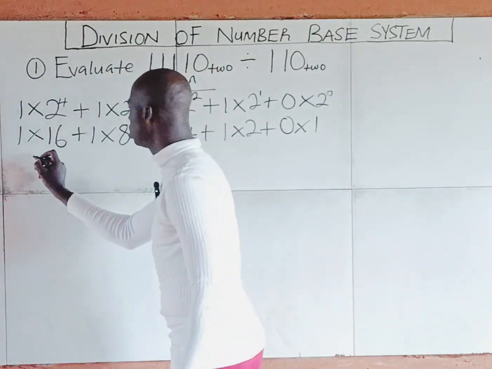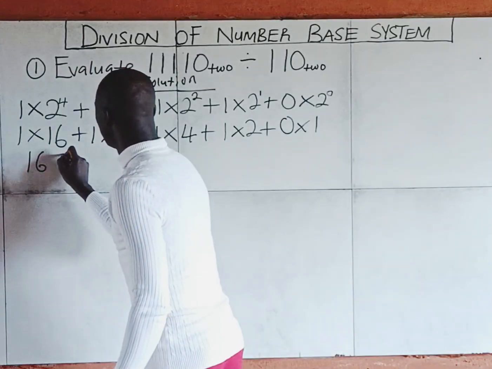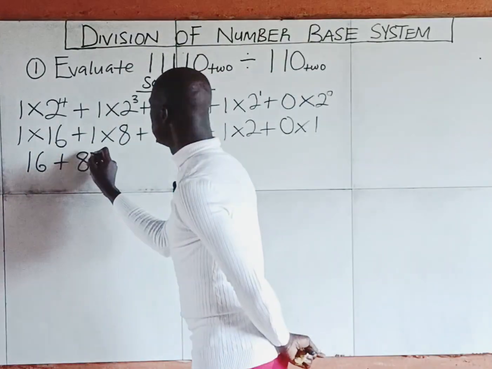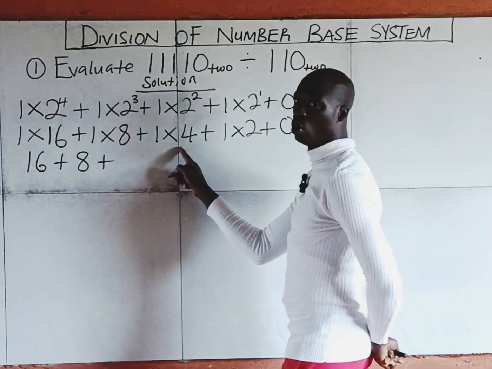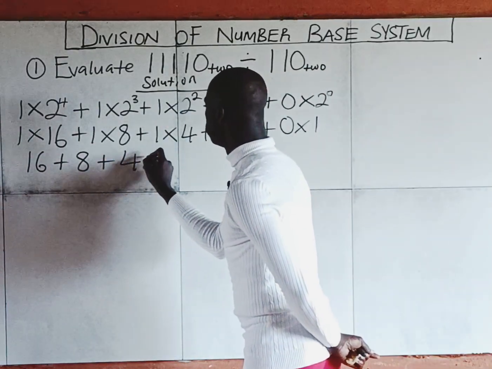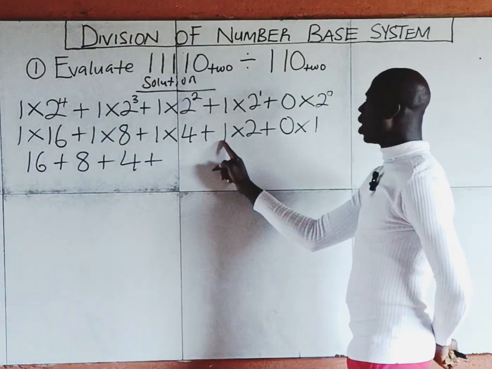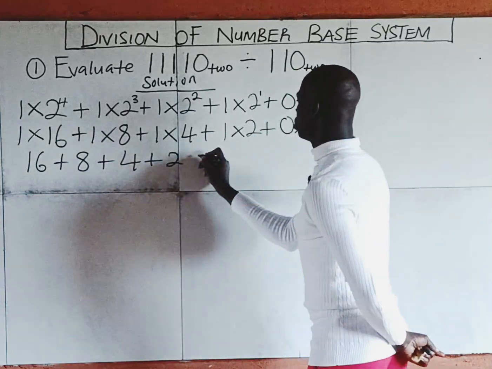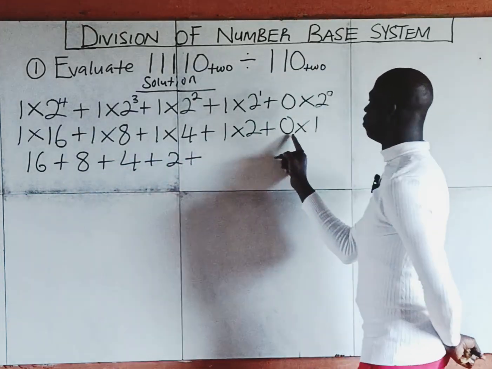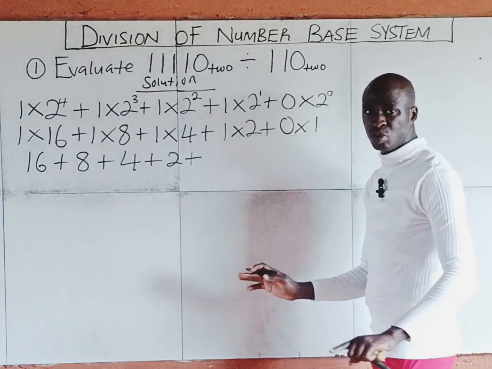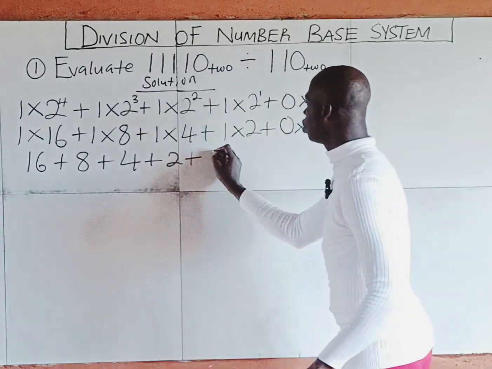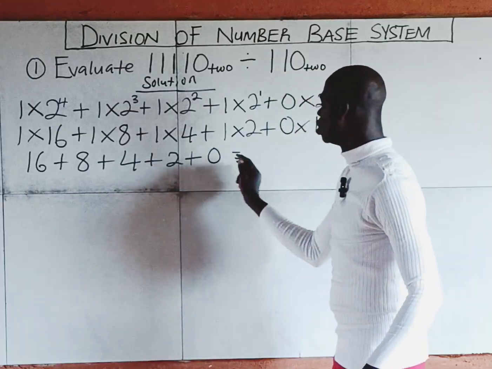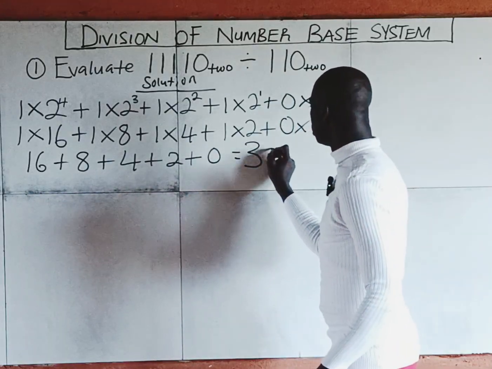Then we'll come back again and simplify it further. 1 multiplied by 16 will give me 16. Plus 1 multiplied by 8 will give me 8. Plus 1 multiplied by 4 will give me 4. Plus 1 multiplied by 2 will give us 2. Plus 0 multiplied by 1. Anything multiplied by 0 is always 0. So here becomes 0. At the end of the day, if you total 16 plus 8 plus 4 plus 2, it is going to give you 30.